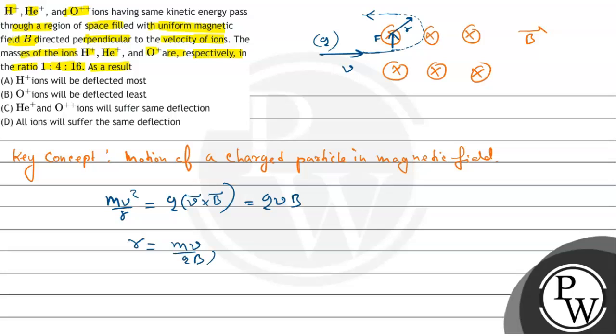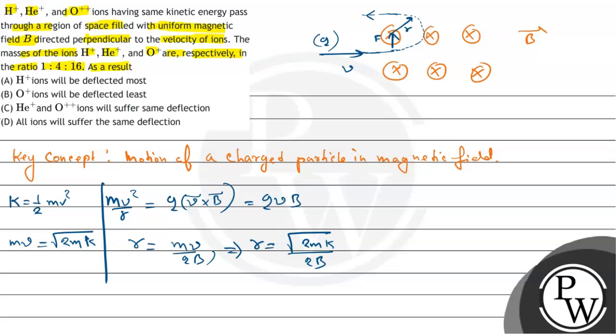Now क्वेश्चन में गिवन है कि उनका जो काइनेटिक एनर्जी है वो सेम है। सो काइनेटिक एनर्जी दैट इज k is equal to half mv square. So from here you can write that mv is equal to root over 2mk, right? So now mv का वैल्यू हम पुट कर लेते हैं। So from here you can say that r is equal to root over 2mk, where k is the kinetic energy, by q into B, right?